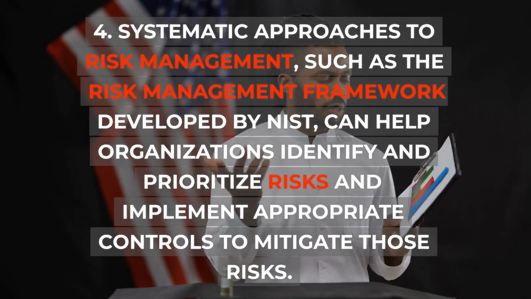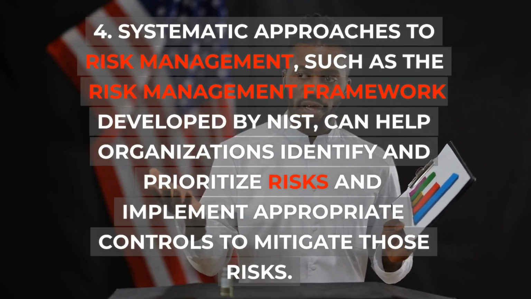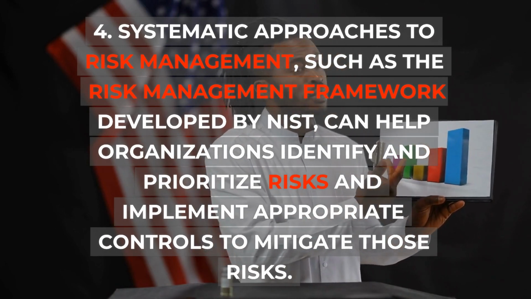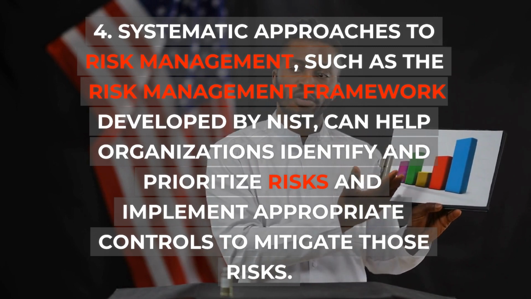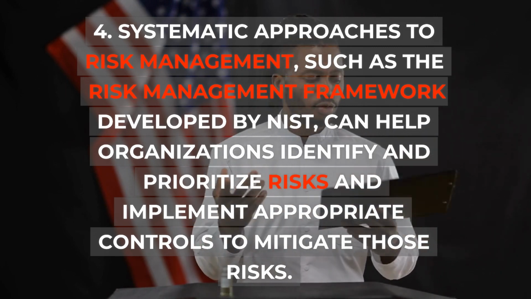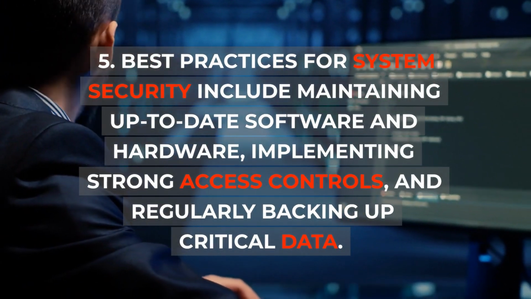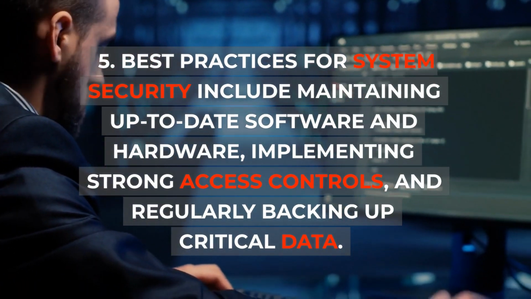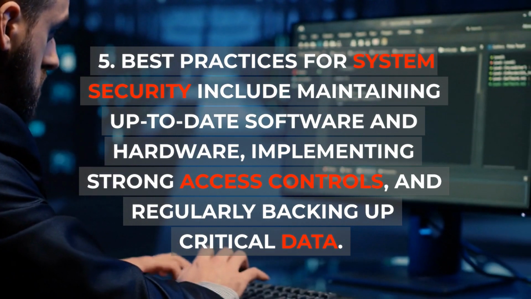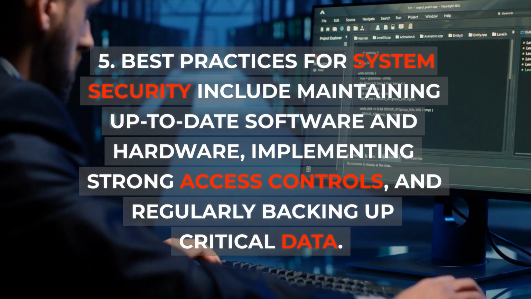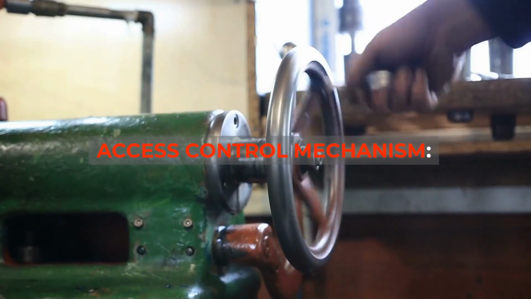4. Systematic approaches to risk management, such as the risk management framework developed by NIST, can help organizations identify and prioritize risks and implement appropriate controls to mitigate those risks. 5. Best practices for system security include maintaining up-to-date software and hardware, implementing strong access controls, and regularly backing up critical data.